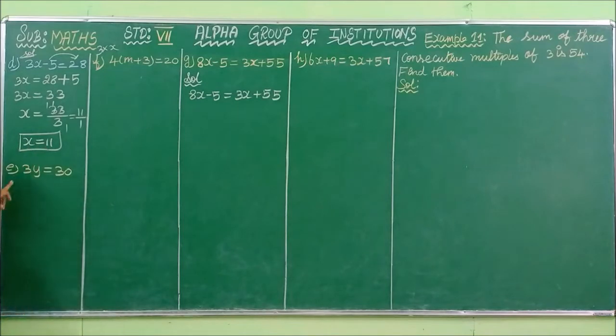See the next sum. 3y equal to 30. Here which is your variable? y. We have to find the value of that variable. So for that we have to make that variable free. Here we have no other term along with it, only one term along with that variable, which is 3. So we have to make y free. We have to bring the 3 to the right hand side from LHS. It is the operation of multiplication with y, so in order to remove multiplication, we apply division.